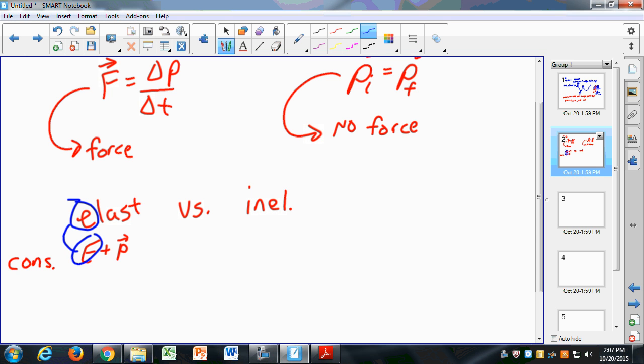In inelastic collisions, only momentum is conserved. Momentum is conserved in any collision. Anytime you have a closed system, momentum is conserved. Inelastic collisions are basically anything, cars colliding, people bumping into one another. Anytime you have two objects that touch one another, that's an inelastic collision.